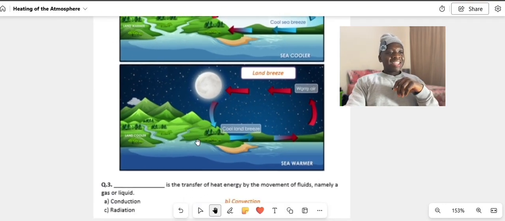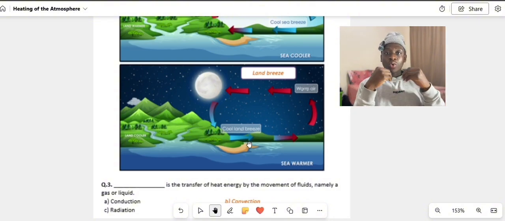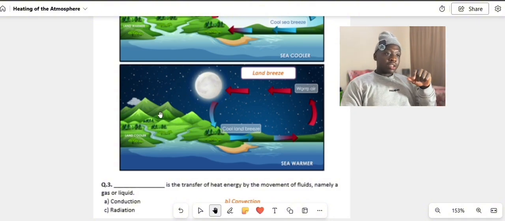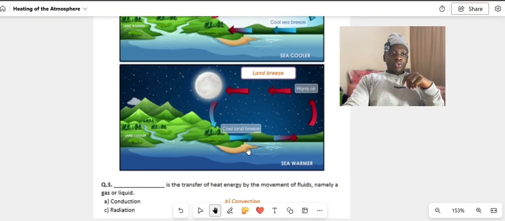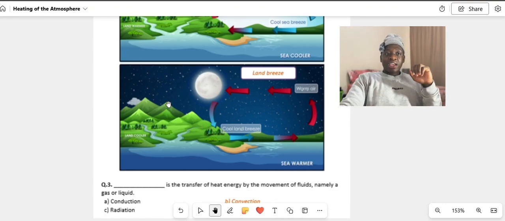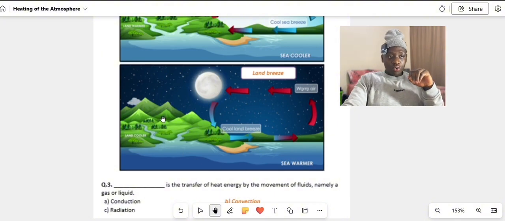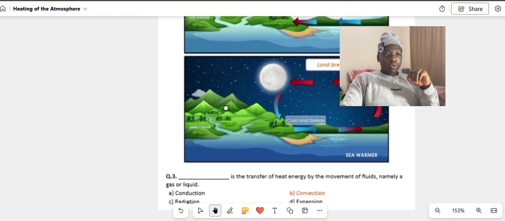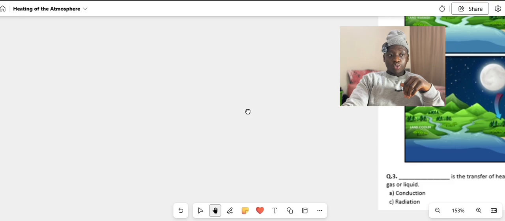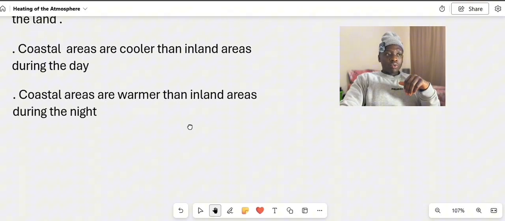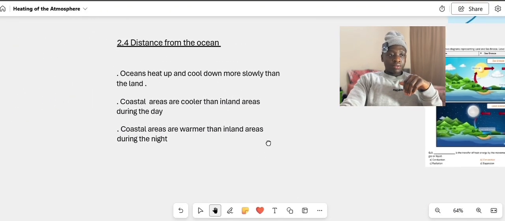But then during the night, everything is different. During the night, the sea is much warmer, but the land is cooler. So as the sea warms up, the cool air from the land will go and cool the ocean, which is called the land breeze during the night.